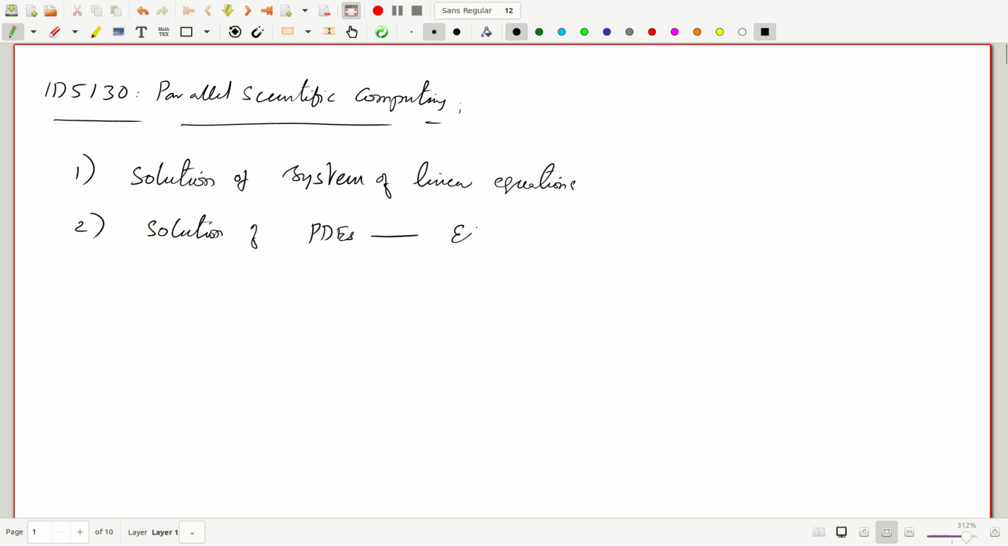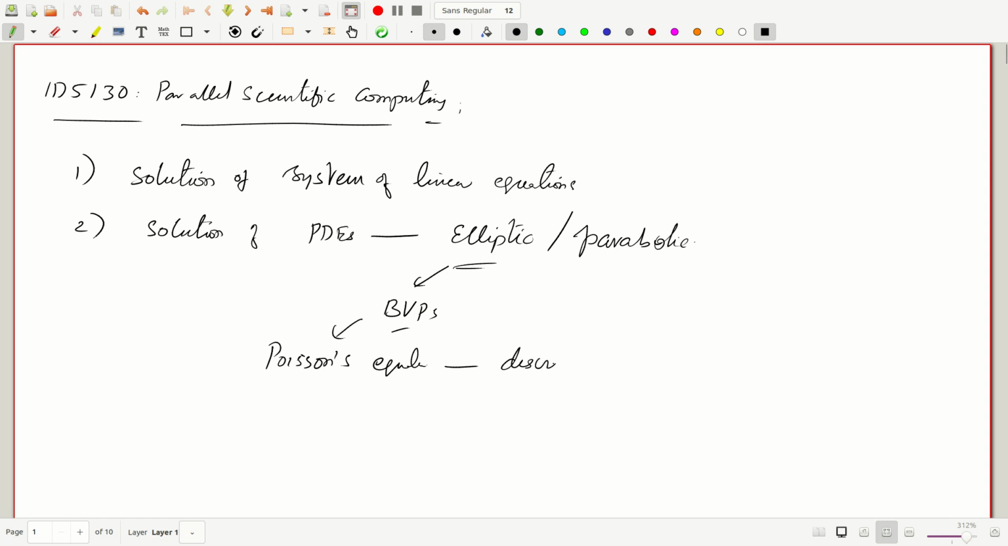which we saw in the MPI and OpenMP discussions could be either parabolic or elliptic type of partial differential equations. Elliptic partial differential equations are essentially boundary value problems. An example would be Poisson's equation, which when discretized would again result in a system of linear equations, right.